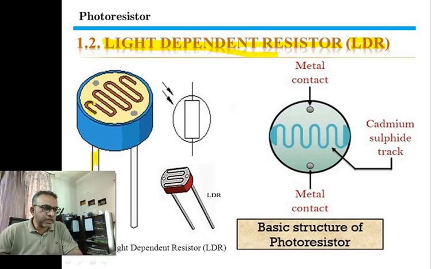And then the cadmium sulfide material, on which the light falls and whose resistance will vary with the intensity of light. Now there is no identification of anode and cathode. We can use this either way.